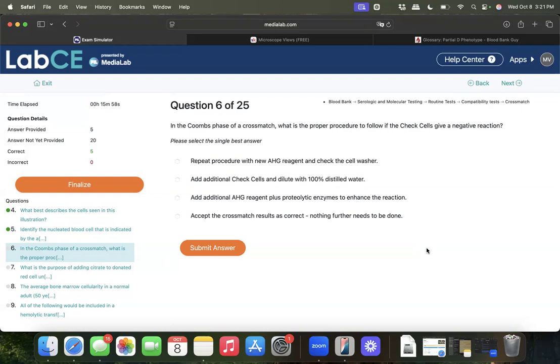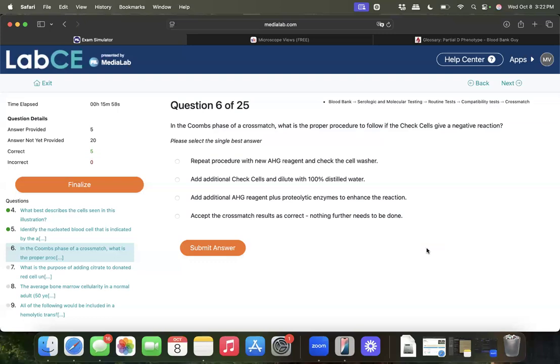Okay, so the purpose of the check cells is to make sure that we added that AHG and that the reaction you're getting at the AHG phase is truly negative, right? So we have your immediate spin phase, then you incubate it with your enhancement media, your LISS, your PEG or saline. Then you spin it, you read it, then you wash it. Then you're going to put 2 drops of AHG, or anti-human globulin. What is anti-human globulin? It is an antisera with anti-IgG antibodies in there, right? So they're going to bind to whatever antibodies are coating the red cells, right?